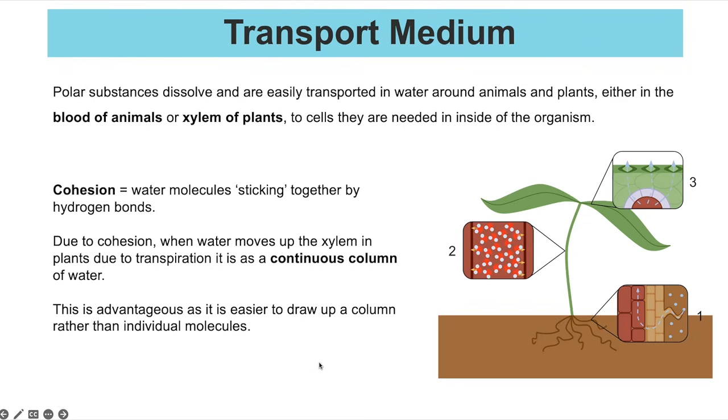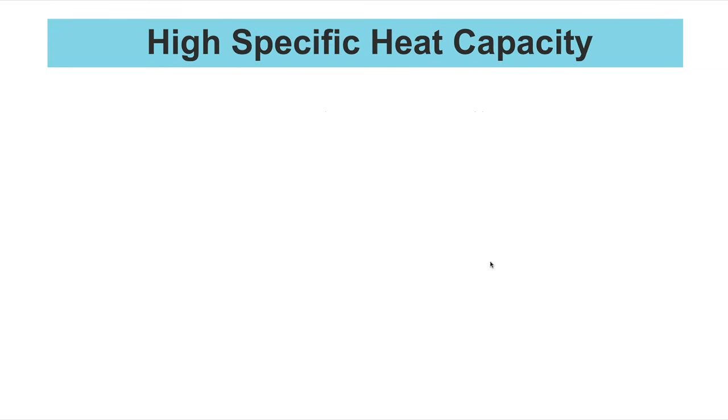It's actually the same idea in blood, not that there is this cohesion, but blood is made up of plasma, which is mainly water, and that means you can dissolve ions in it and glucose, and that can be easily transported around the blood in animals.